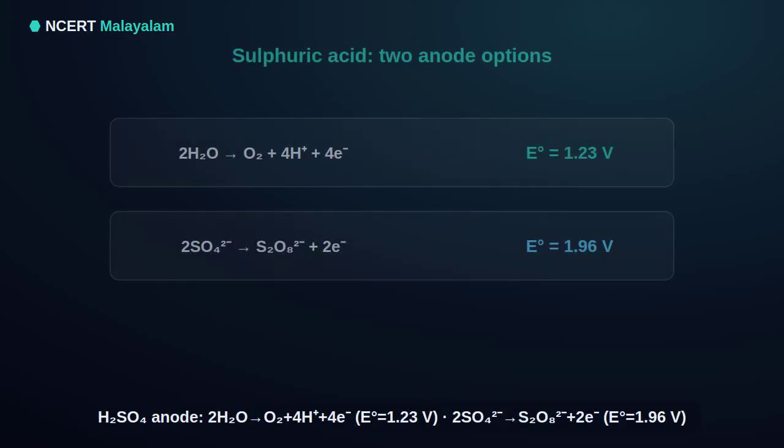Let us look at one last example, the electrolysis of sulphuric acid. At the anode there are two options. 1. Water is oxidized to give oxygen gas. Its standard electrode potential is 1.23 volts. 2. The sulfate ion is oxidized to give the peroxodisulfate ion. Its standard electrode potential is 1.96 volts.